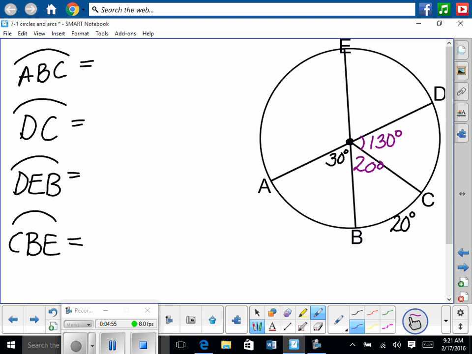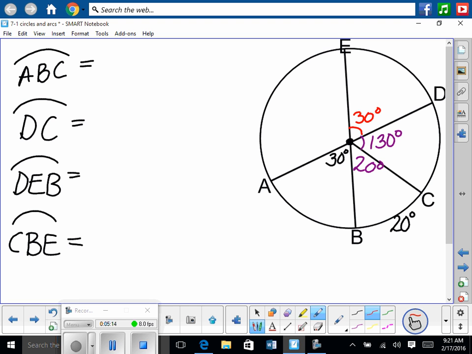this is 30 degrees. So wouldn't this be a vertical angle to this? Doesn't this line and this line cross at the center, making up 2 angles? So if this is 30 degrees, this vertical angle is also 30 degrees. Now you can continue to solve this many different ways. I would just go about it this way.